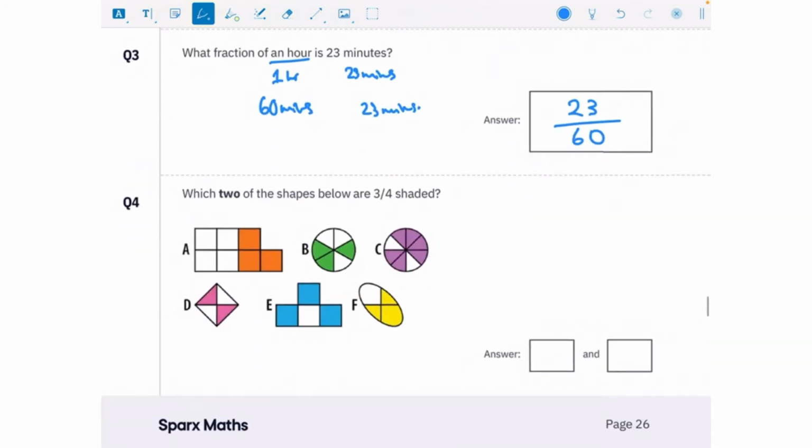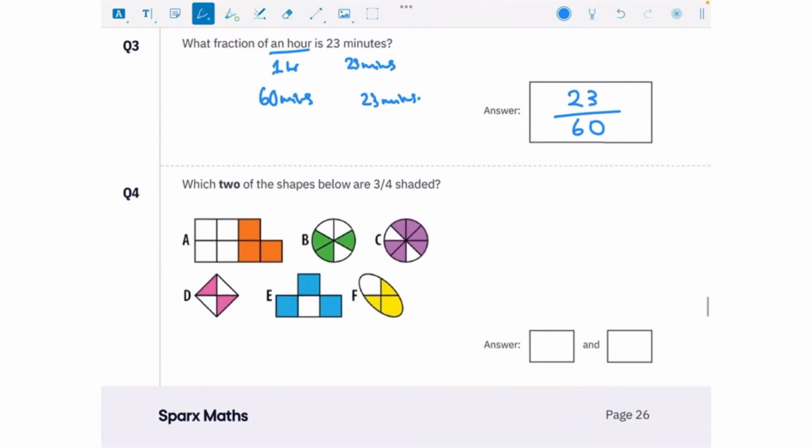Question number 4. Which two of the shapes below are 3/4 shaded? So we want there to be 3 out of 4. Now it's worth noting that 3 over 4 is the same as 6 over 8. They are equivalent fractions. If we've doubled the top and doubled the bottom, or we could also say that's equivalent to 9 over 12 because we've multiplied the top by 3 and the bottom by 3. So we might be looking for it to be more than 4 sections, but we can do that.